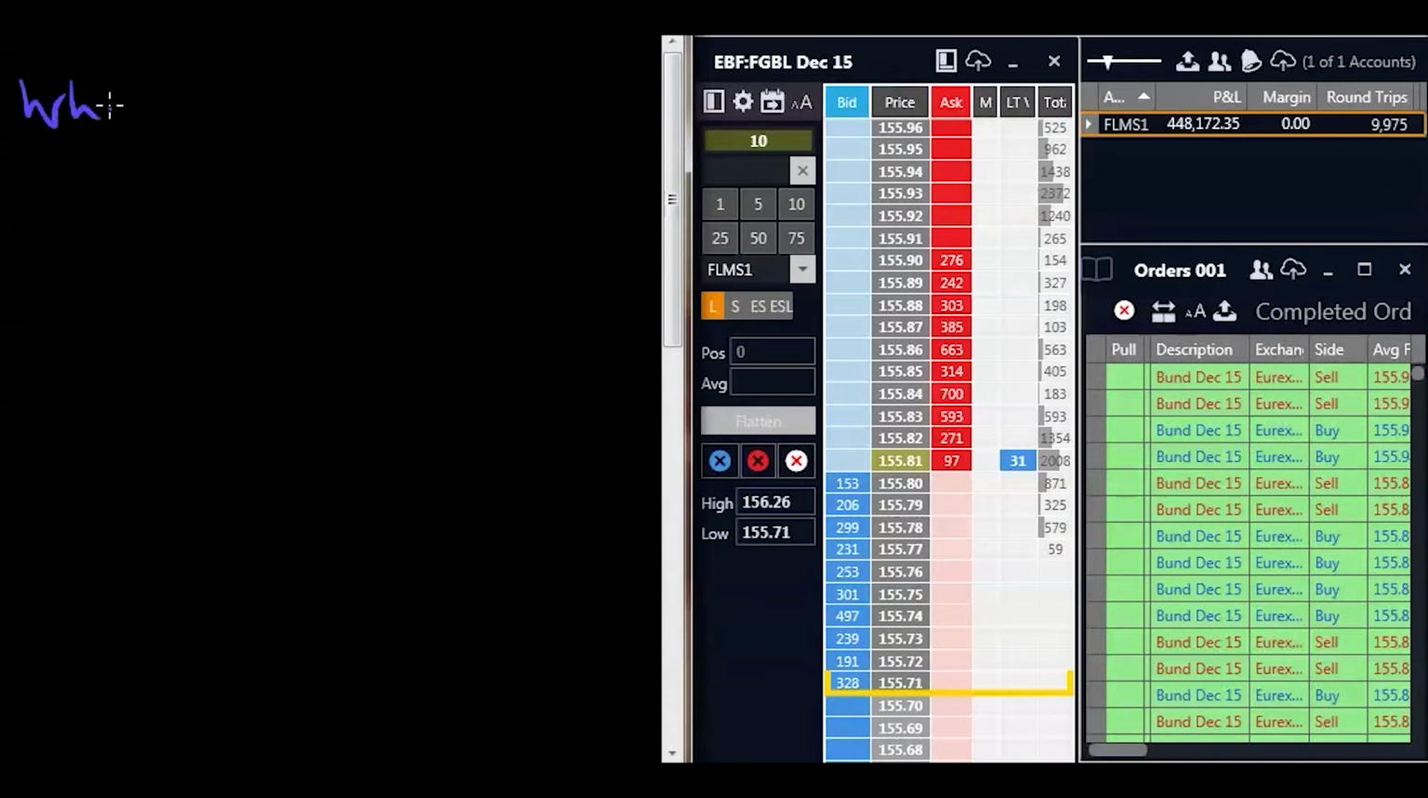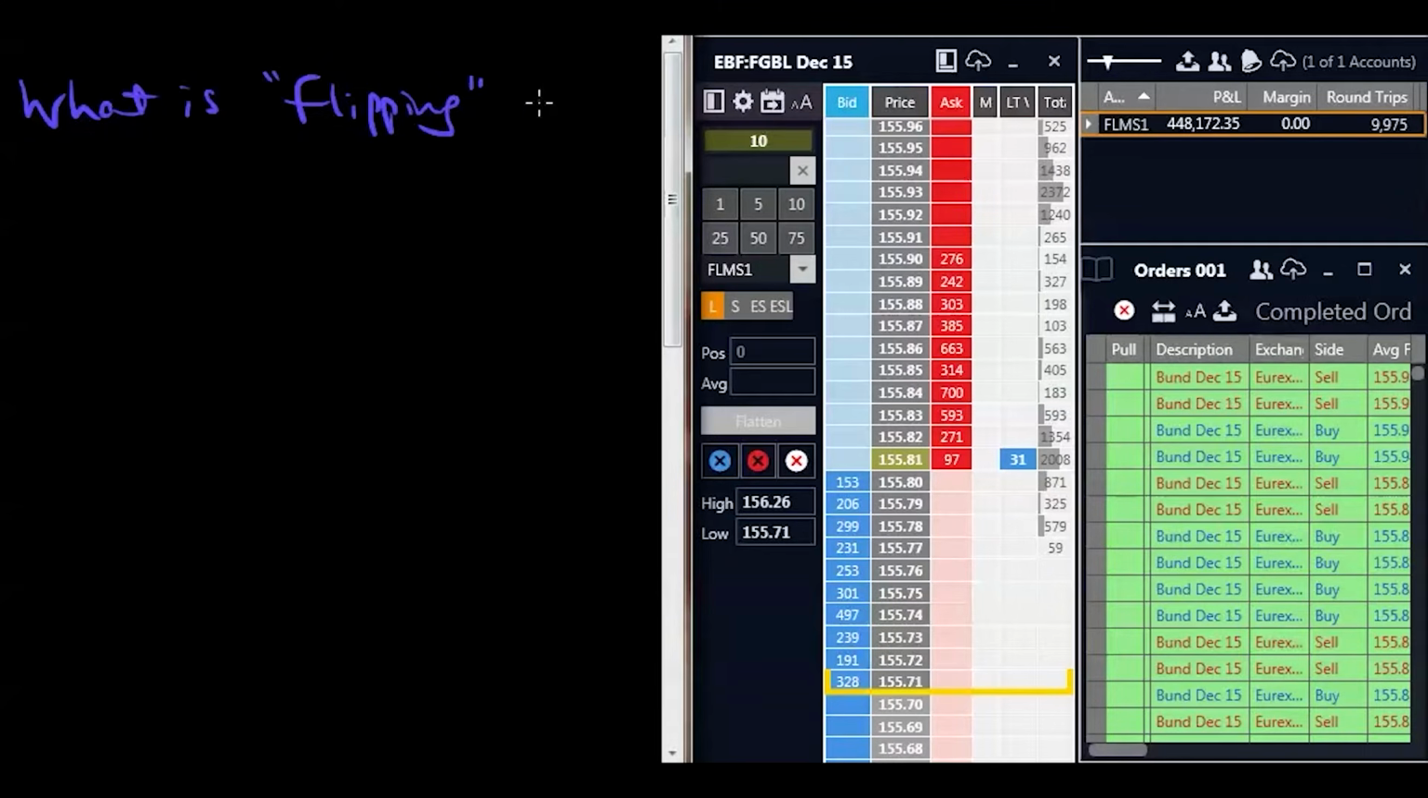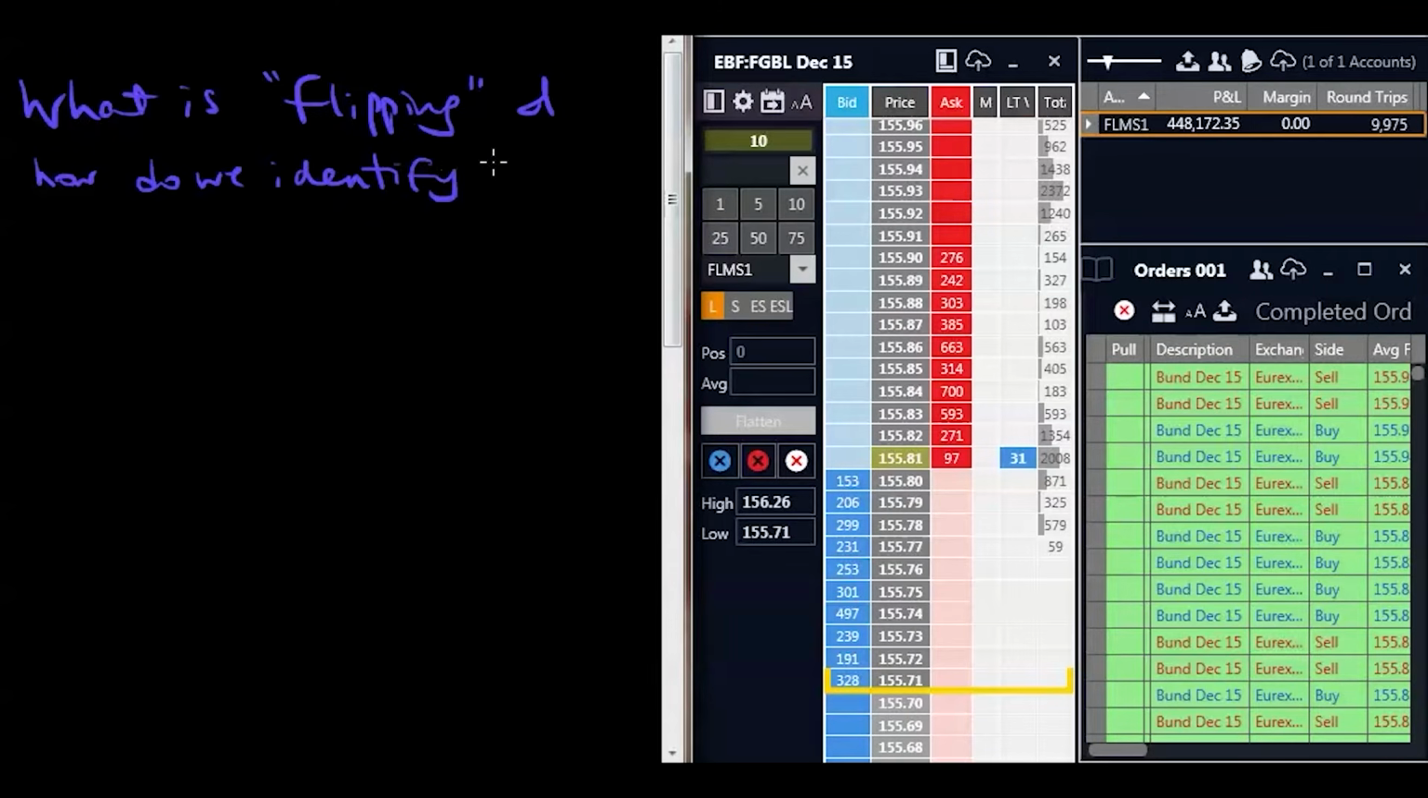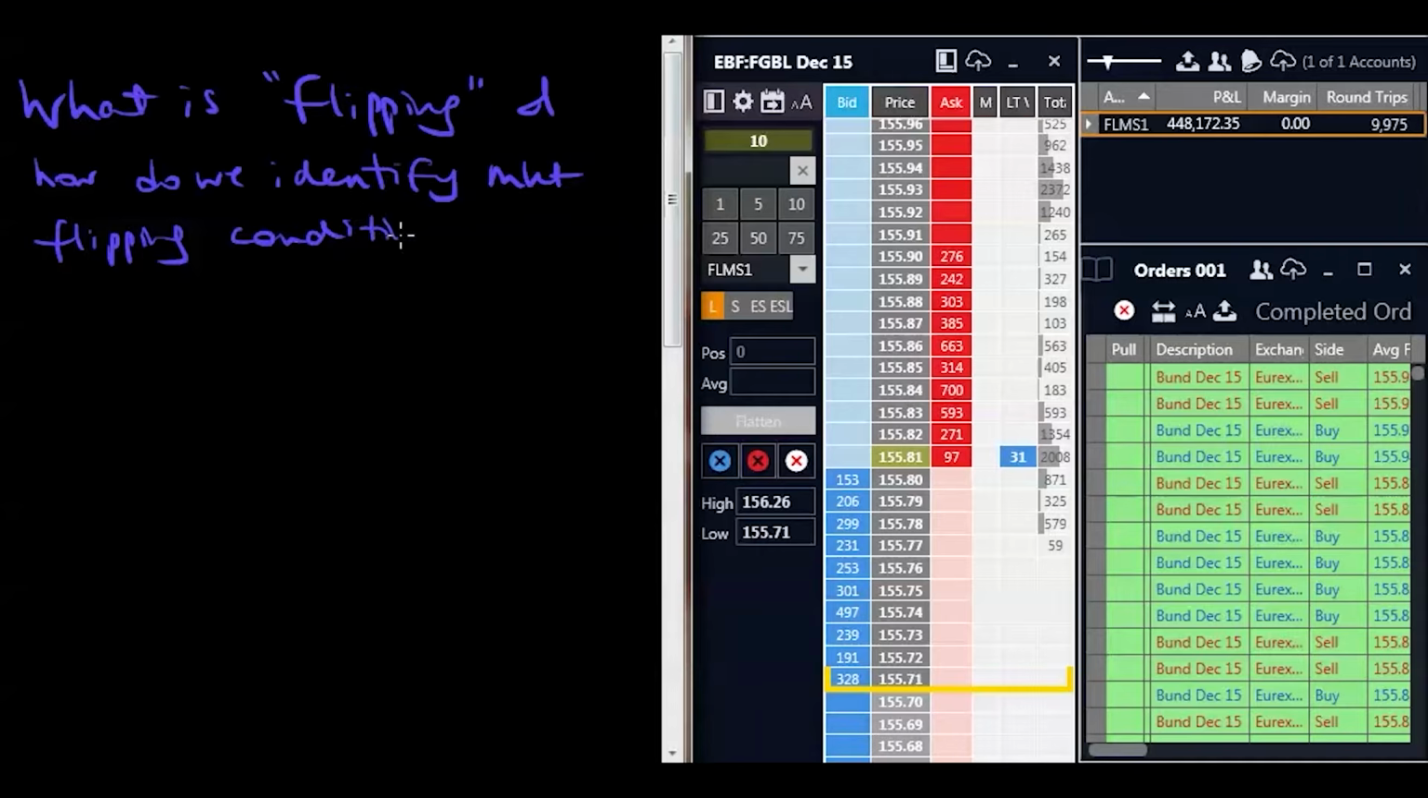So what is so-called flipping, and how do we identify flipping conditions? Well, market flipping conditions. And we'll try and make this short and sweet.